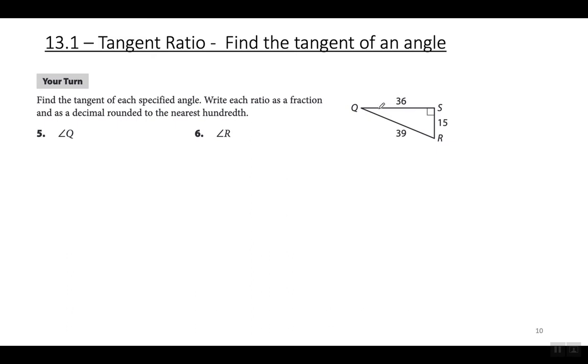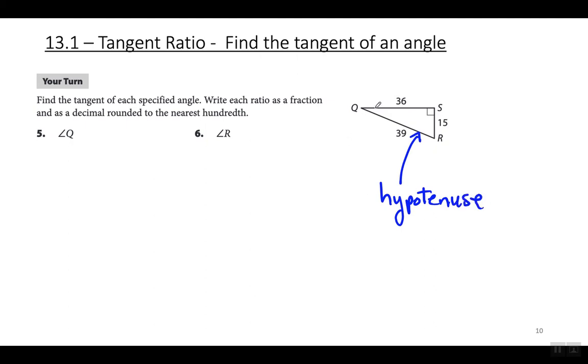Alright, so here's angle Q. So let's first of all identify which is the hypotenuse, which is the adjacent, and which is the opposite, okay? Vamos a identificar los lados. Alright, so the hypotenuse is always the same. This is the hypotenuse. It's always the side opposite the right angle.